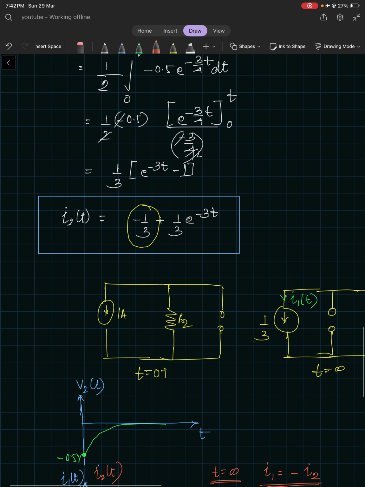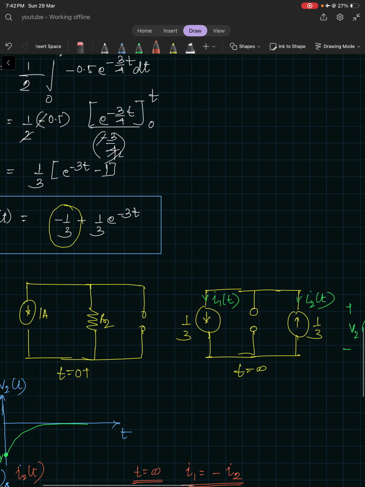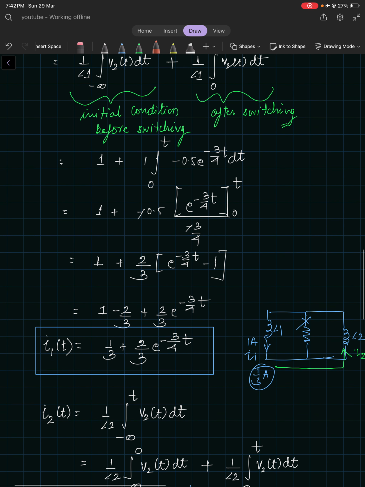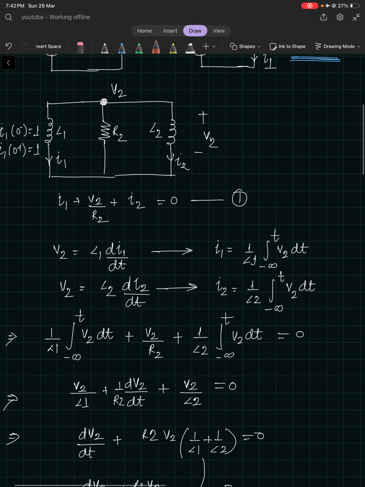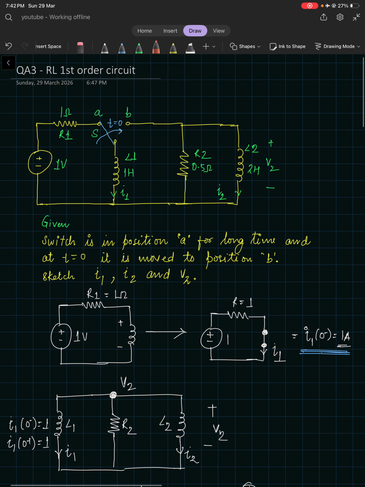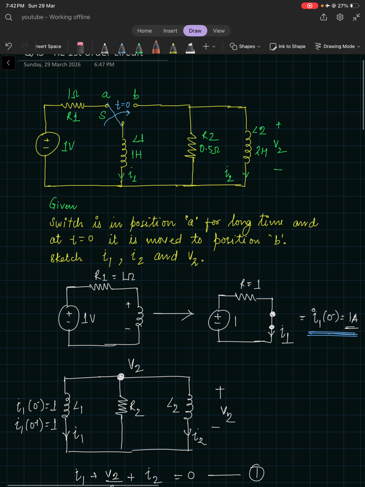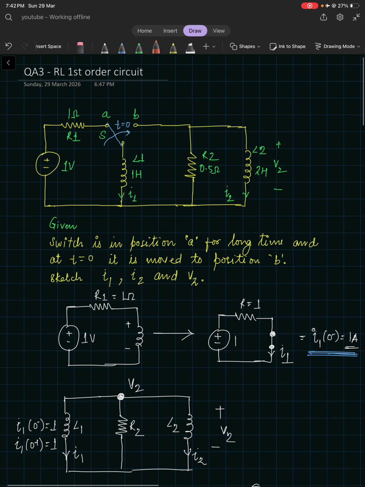So this we have sketched. Fine. I request you to solve this circuit on your own, right? And if you have a problem, please drop the comments. In the next lecture we will solve some more problems regarding this first order RL circuit, right?